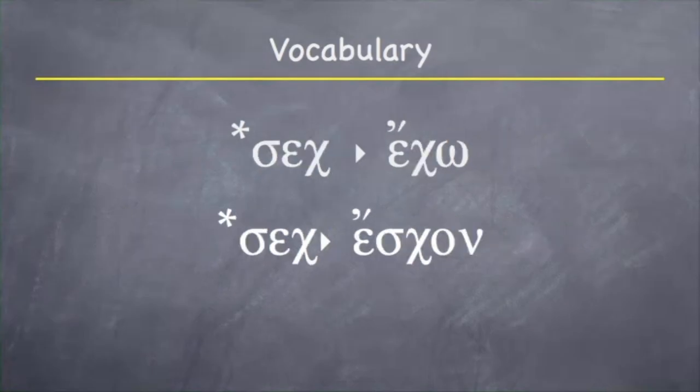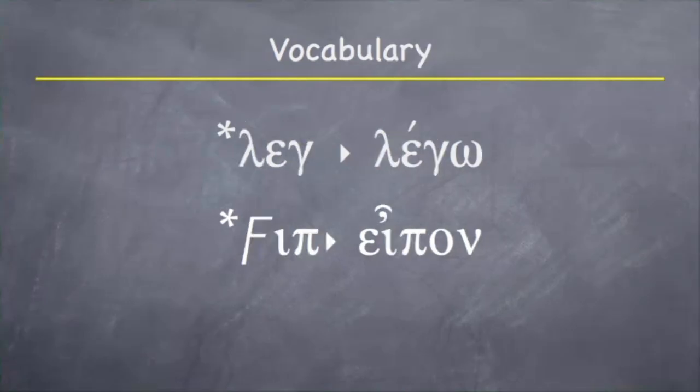We know the verb echo, and hopefully you remember that it's from the root sec, sigma epsilon chi. When you get into the second aorist, the only thing you really need to notice is that the epsilon of the root has dropped off. Again, another exception to that rule. And you end up with escon.